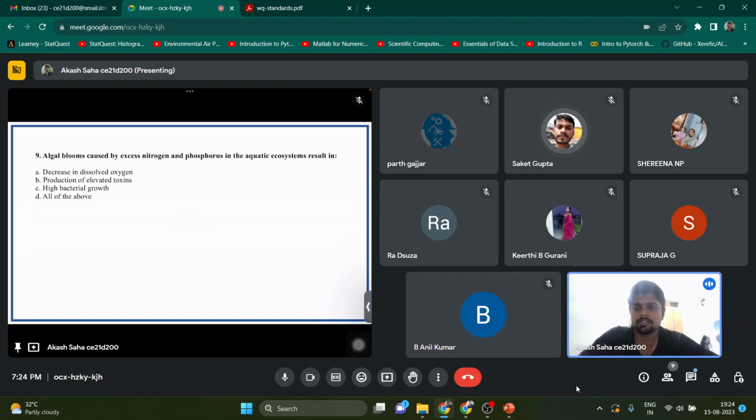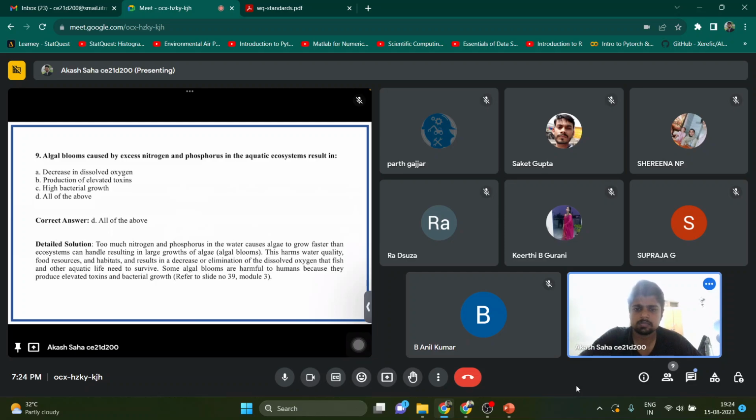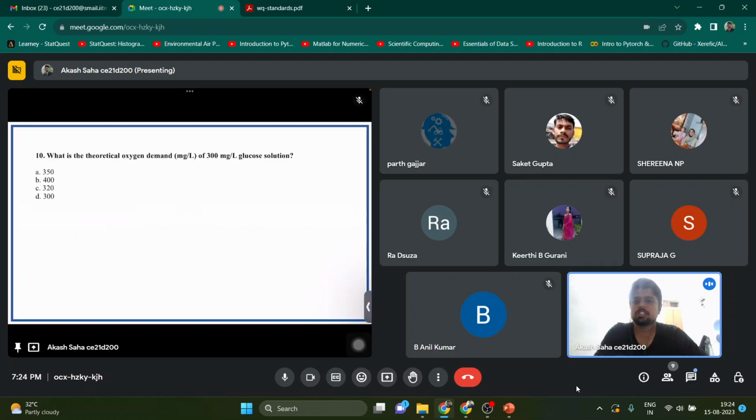So because of this, there will be a decrease in the oxygen level, and also because of algal blooms, there will be elevated toxins and high bacterial growth. You might have learned about the symbiotic relationship between algae and bacteria. If they both are present in the system, there is a symbiotic relationship, so there will be high bacterial growth also. So D is the correct answer. Okay. So this is the answer, and we'll move on to the next question.